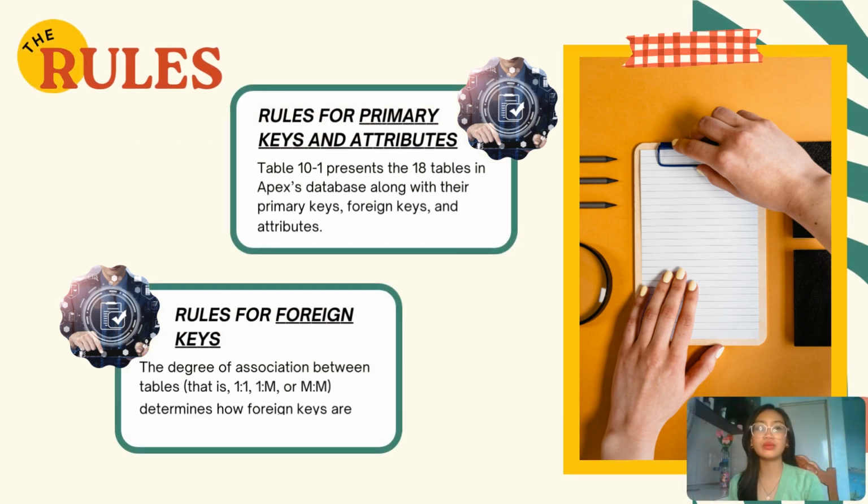Now let's move on with the rules for primary keys and attributes and also the rules for foreign keys. Table 10-1 represents the 18 tables in the Apex database along with their primary keys, foreign keys, and attributes. Later, we will show the table, and I will explain what it means for the primary keys and attributes. Also, the determination of primary keys and attributes comes from an understanding of each table's purpose. It results from a detailed analysis of user needs.